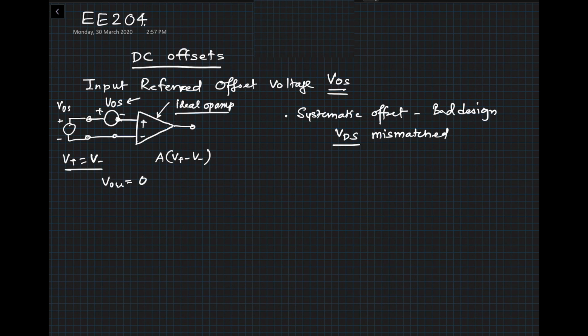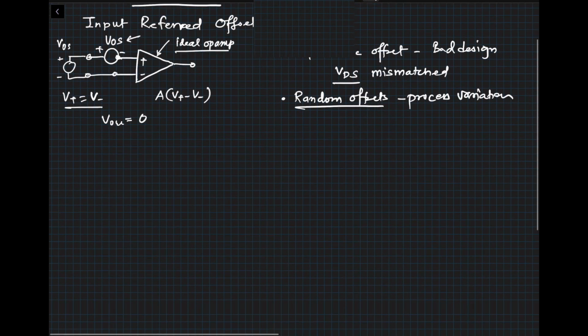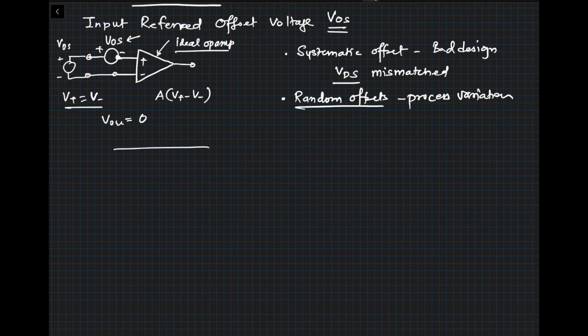Okay, and the other one we don't have much control over, which is random offsets, and these happen because of process variation, which means if you have two transistors, they will not be exactly identical. They will have differences in their properties, and due to those differences, their performance is going to be different in each path, and as a result you will see an offset voltage. So let's draw a schematic, and with the schematic it would be a lot clearer what I'm talking about.